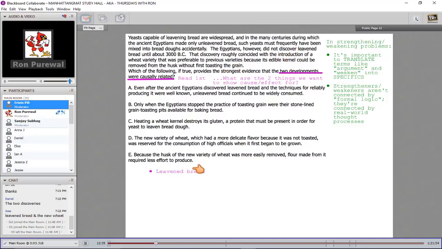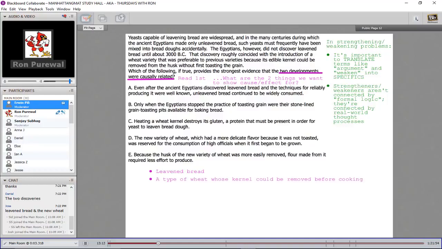So one of the developments is leavened bread, whatever that even means. You don't even have to know. That roughly coincided with a variety of wheat that was preferable to other varieties because you could remove the kernel without toasting the grain. So a type of wheat whose kernel could be removed before you cooked it, basically. And you want to show a relationship between these two things.